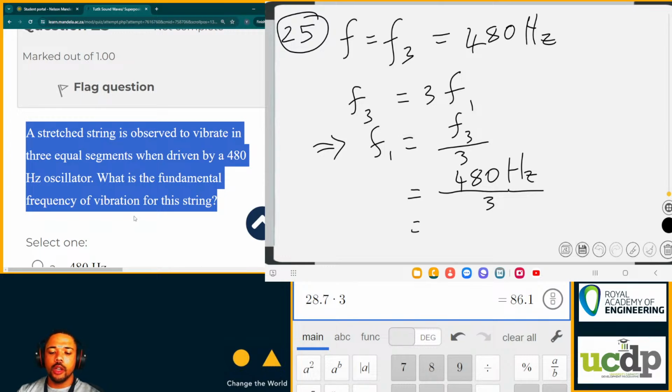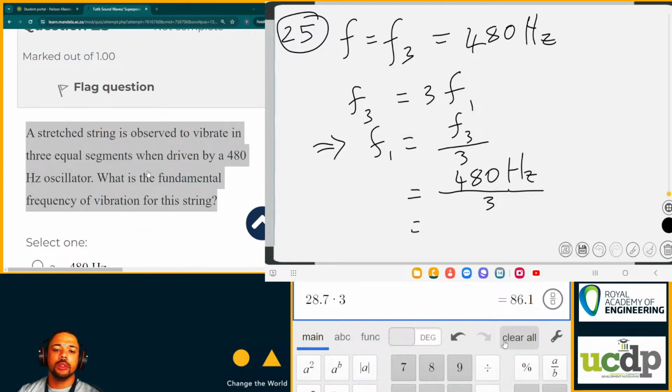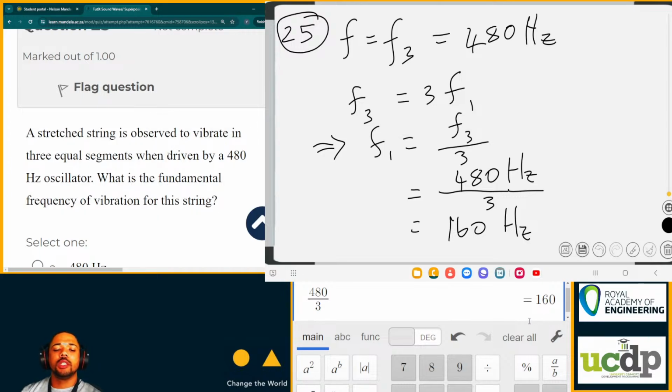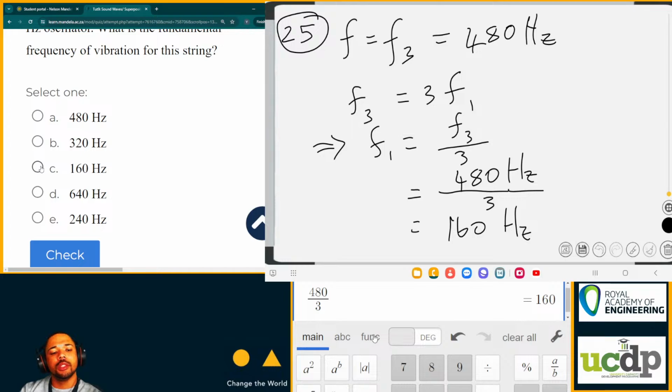Now 480 divided by 3, go on your calculator, 480 divided by 3 will give us 160. So 160 Hertz is the fundamental frequency of the stretched string. Okay, it is 160 Hertz.